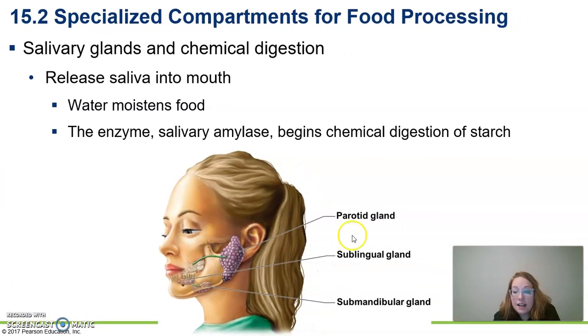Next, salivary glands. There are two types of salivary glands. There's intrinsic inside your mouth, and there are extrinsic salivary glands that are active when we're eating. So the intrinsic are active all the time. Saliva helps moisten our mouth, helps move things through, and cleans it out.